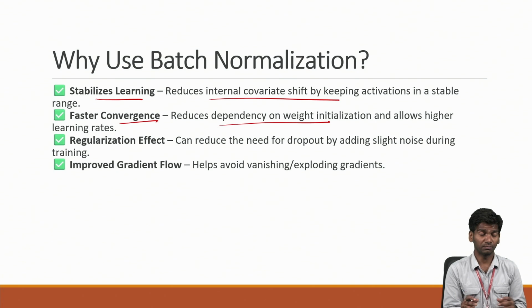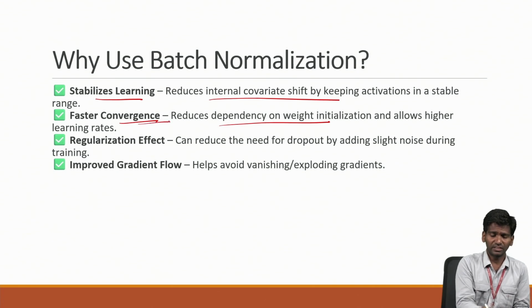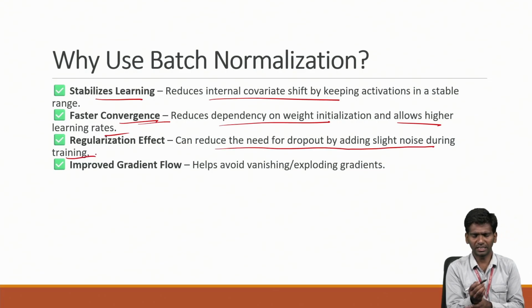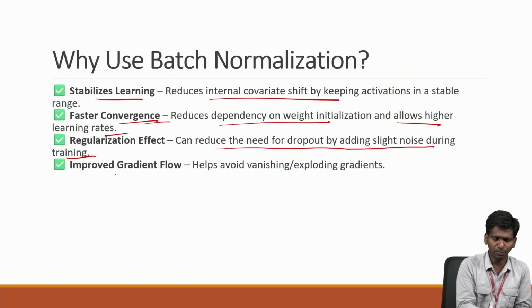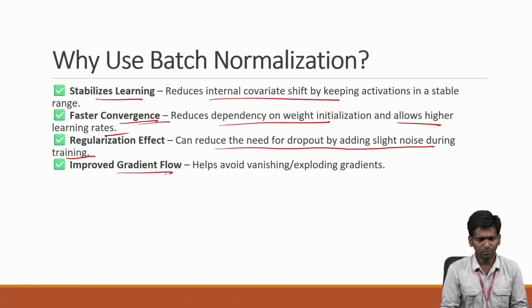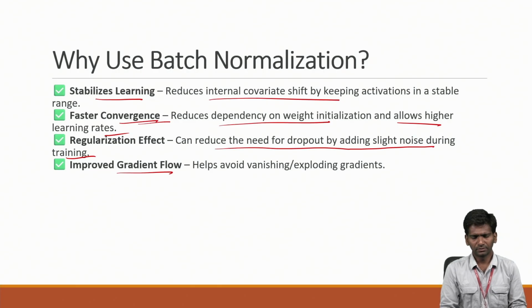In order to avoid the weight initialization problem and get faster convergence, we can use batch normalization, which allows us to use higher learning rates. It also has a regularization effect and can reduce the need for dropout by adding slight noise during training. Next, it improves gradient flow. So these are the four scenarios why we need to use batch normalization.